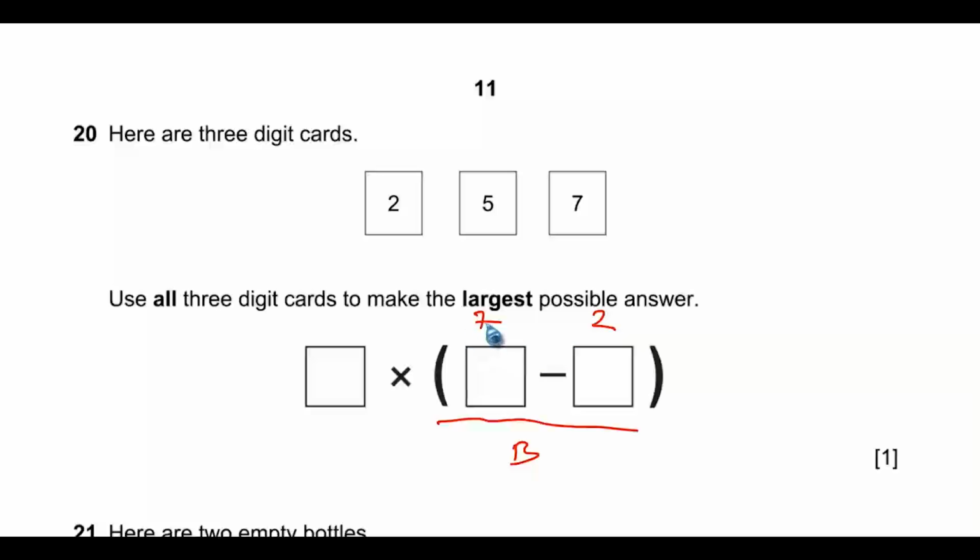So if you put 7 and 5, that will be 2, so it will reduce the number, okay? And if you put 5 and 2 here, that will be 3, okay? So you need to get the highest number here, okay? That will be 7 minus 2, so of course this will be 5. So you have 5, 7, 2 here.